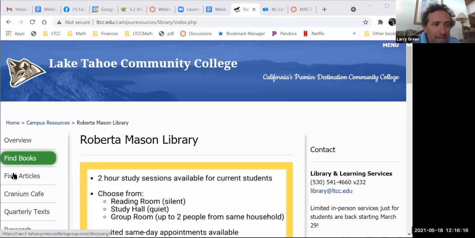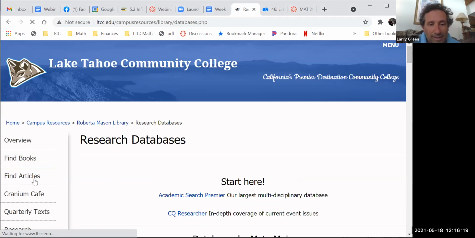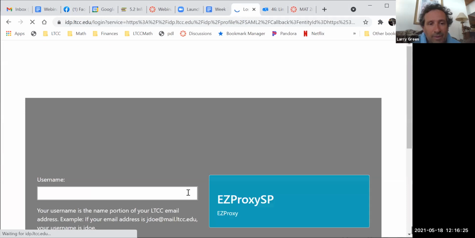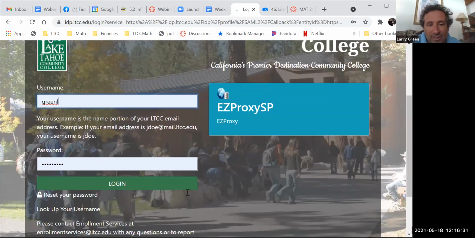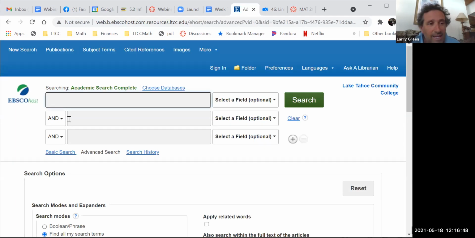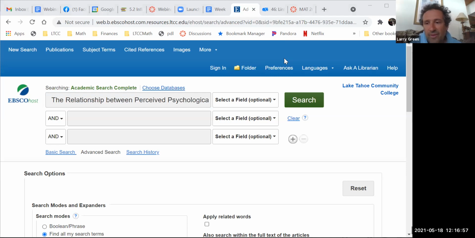Then what you do is you go to find articles. So I clicked on that. Then you hit academic search premier. It's going to ask you for your username and password. That's your login from when you went on to Canvas and when you registered for this class. So you hit login. And then there's a search. I copied and pasted the title, and I hit search.